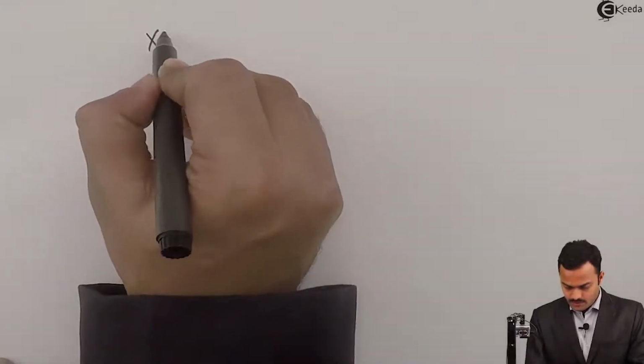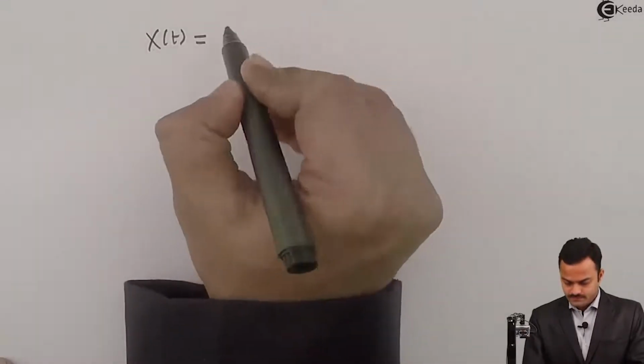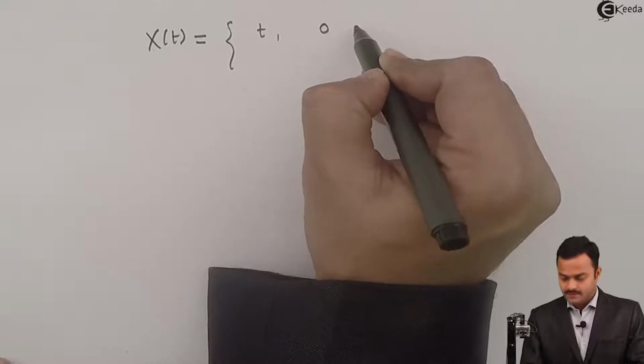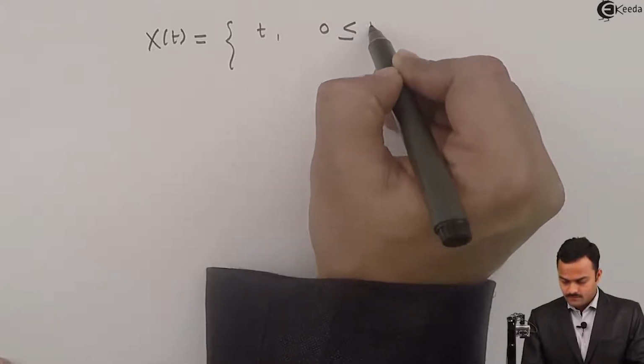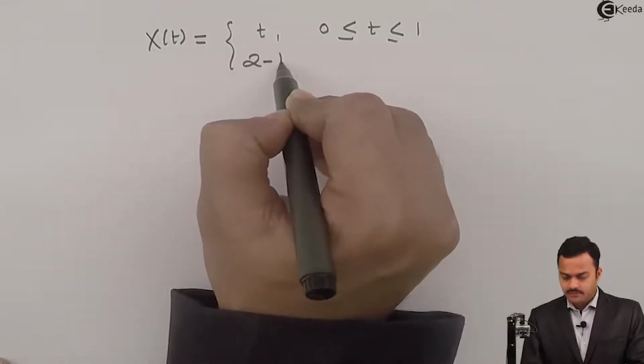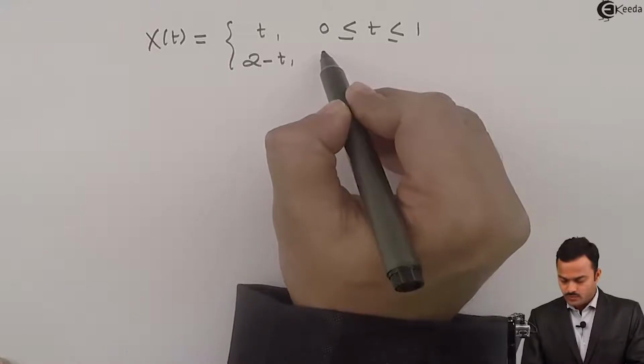Students, in this video we are going to plot a continuous time signal from the equation given, and once we plot x of t we will find out even and odd part of it. So here is the signal equation given. X of t equals t for the interval 0 to 1, and it is equal to 2 minus t for the interval 1 to 2.